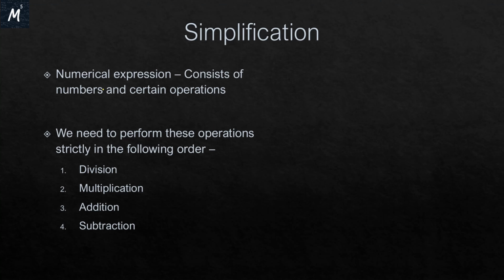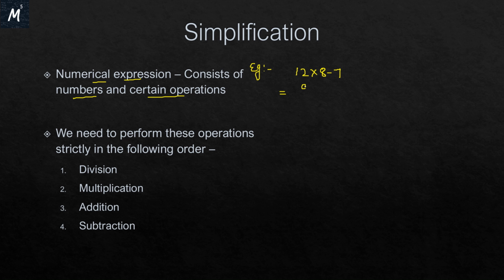In this lesson, we are going to learn about simplification. We simplify numerical expressions. A numerical expression consists of numbers and certain operations. And we know there are 4 basic operators used in mathematics: division, multiplication, addition and subtraction. So let's see an example of a numerical expression: 12 into 8 minus 7.